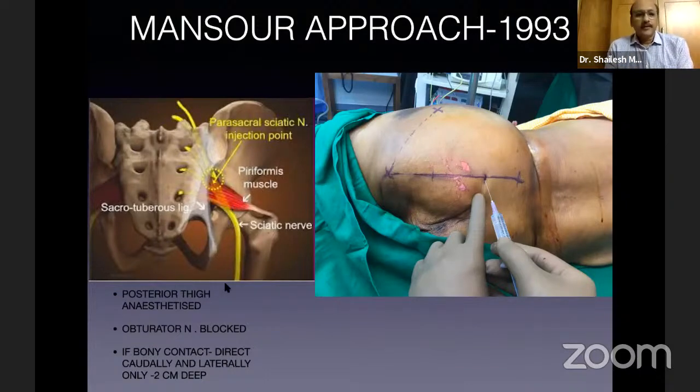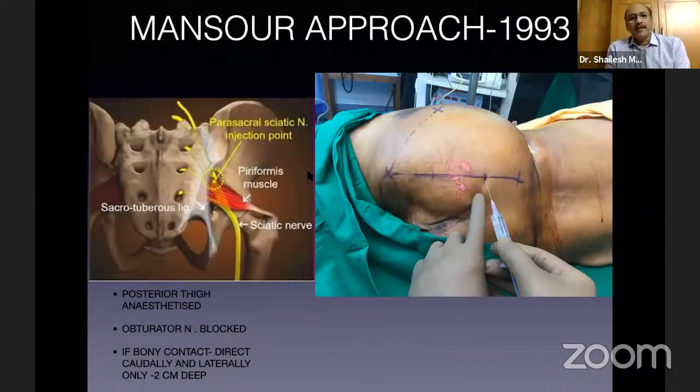So here the advantage is that the posterior thigh is also anesthetized. Sometimes the obturator nerve is also blocked, because the obturator nerve is very close to the sacral plexus. So patients will get paresthesia in the perineal region, or they can even get urinary retention.